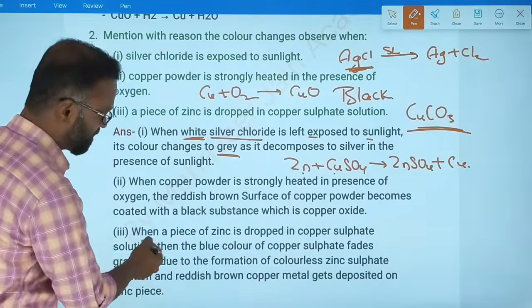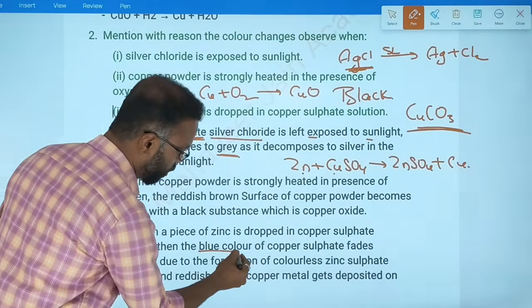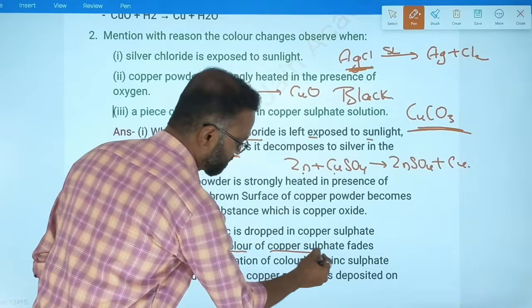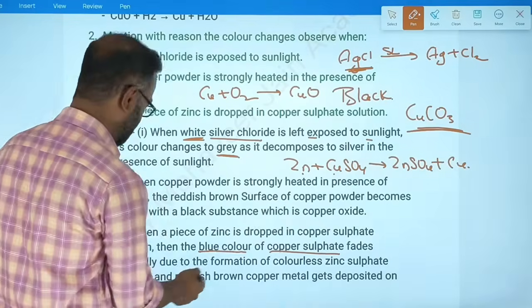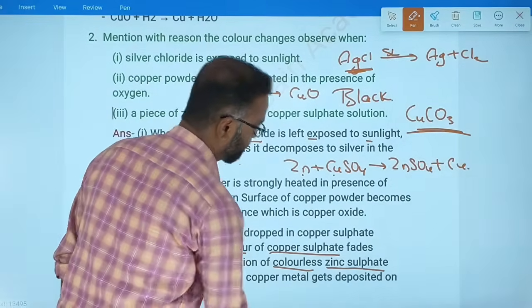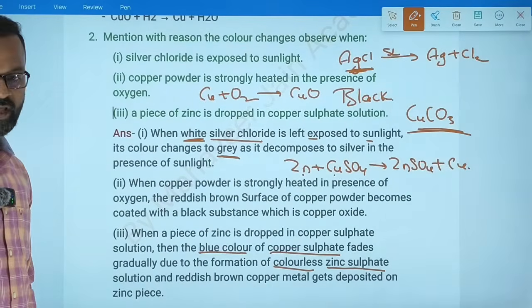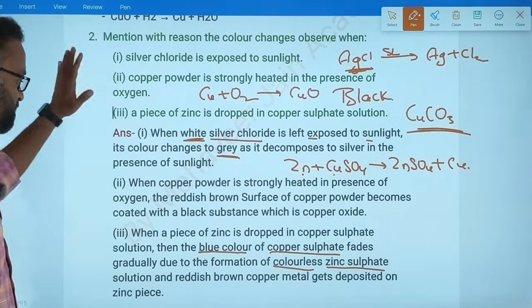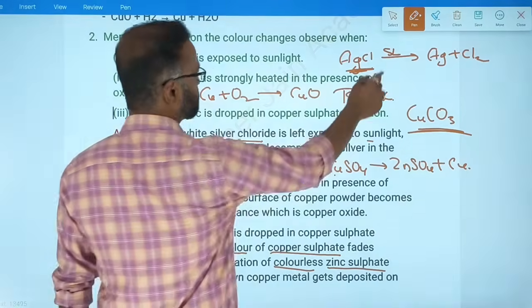See here, when a piece of zinc is dropped in a copper sulfate solution, then the blue color of copper sulfate, what is the color of copper sulfate? Blue color fades gradually due to the formation of the colorless zinc sulfate. This is how you can observe the color change during the reaction. Hope this is clear. Understood, right? Okay, fine. Next one.